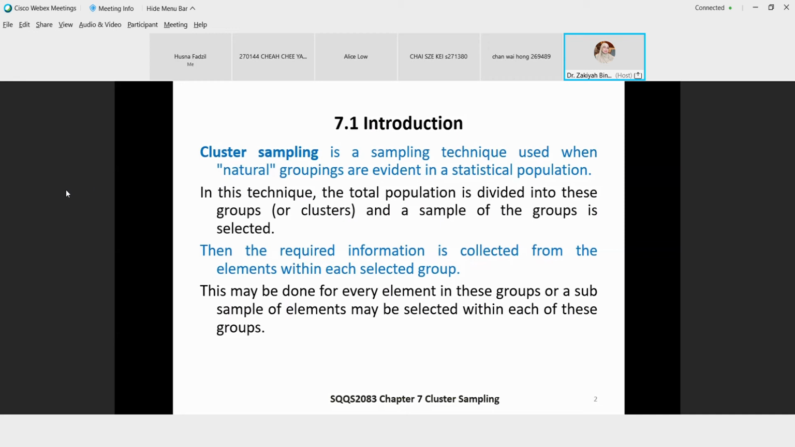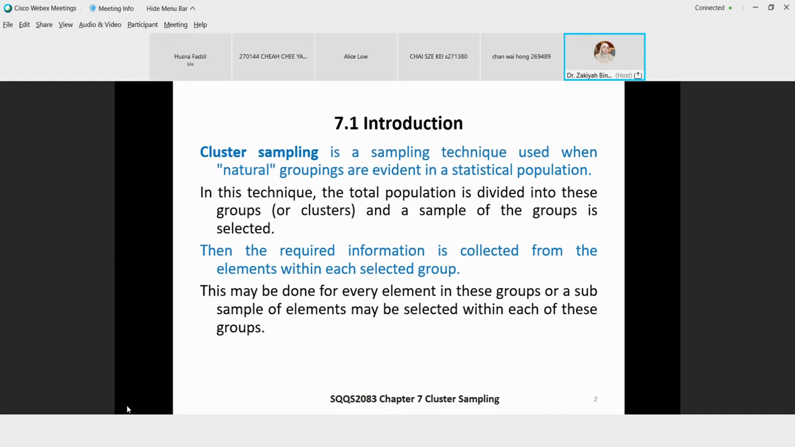The paper next to you, try to draw. This is for cluster, this is for stratified. Visualize it. It makes you understand things better, yeah? Okay, now, for this part, selected group means selected clusters, yeah?